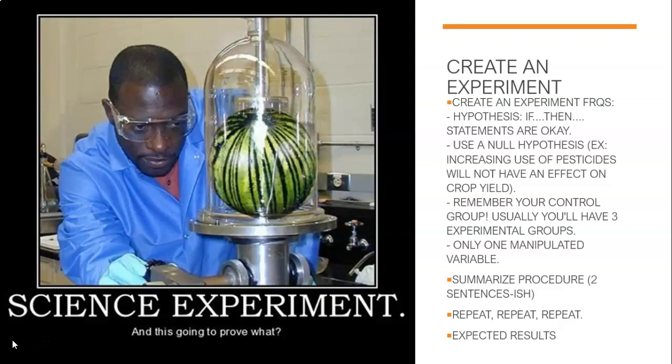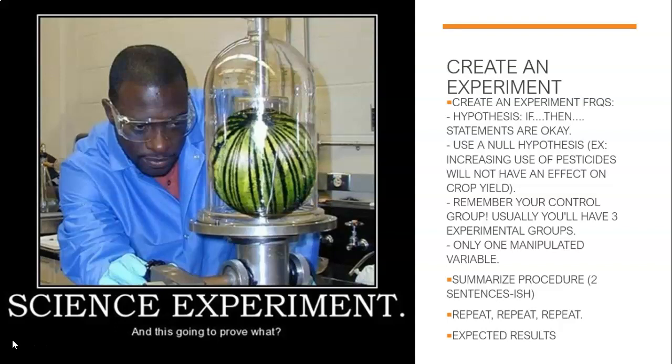And then repeat, repeat, repeat. Don't forget to add your repetitions. We'll have 5 of each variable, or each group, within each group. And then don't forget to tell your expected results. You can even do a quick sketch of a graph. You know, as fertilizer increases, growth will increase. You can do it in so many different ways.